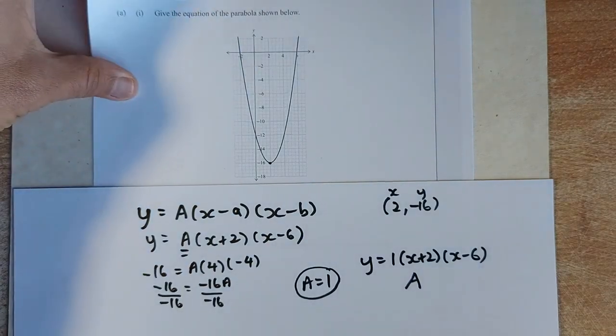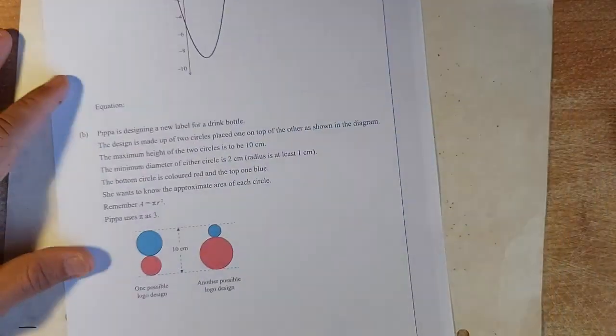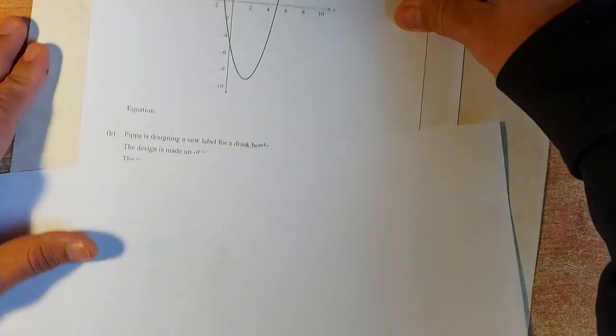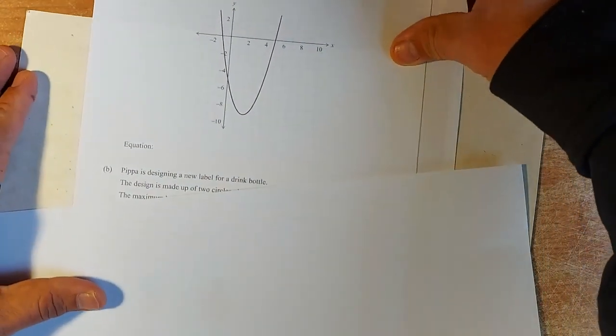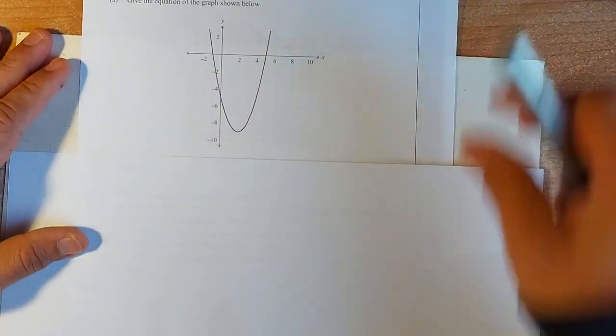Okay, we shall look at the next year, the 2018 NCEA exam. So it looks similar. Now we are going to use the other method. The other method is looking at the minimum point. So we shall look at the equation now.